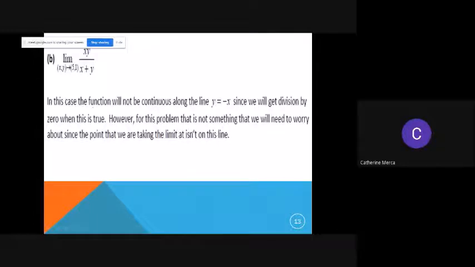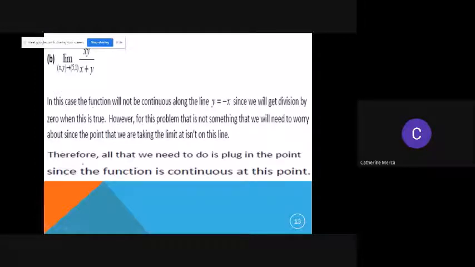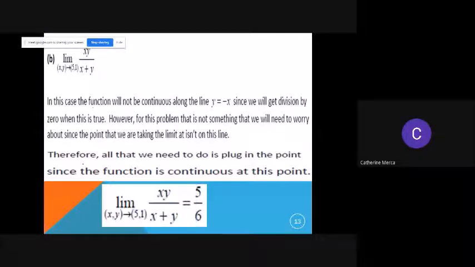However, for this problem, you don't have to worry. Why? The point at which we're taking this limit is not on y equals negative x, because x approaches 5 and y approaches 1. So there is no possibility that it will pass through that line. You also have to consider all those things. So again, you can directly plug in the values.